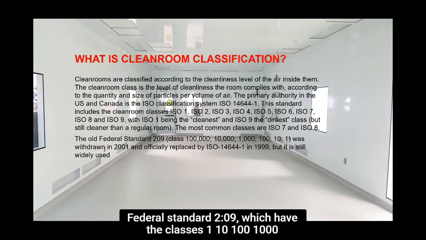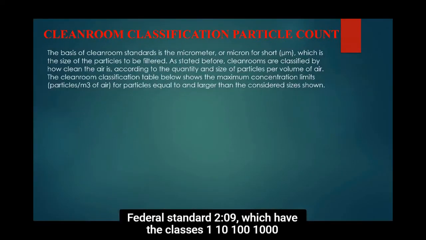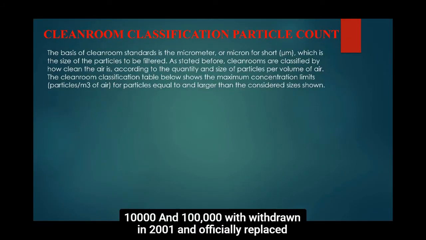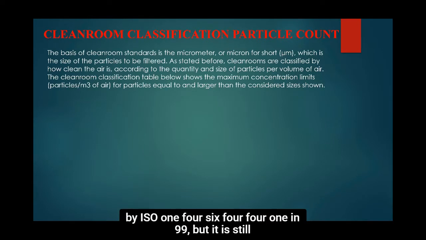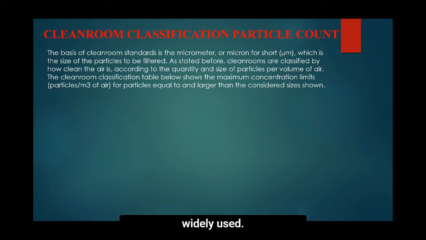The old Federal Standard 209, which had the classes 1, 10, 100, 1000, 10,000 and 100,000, was withdrawn in 2001 and officially replaced by ISO 14644-1 in 1999, but it is still widely used.